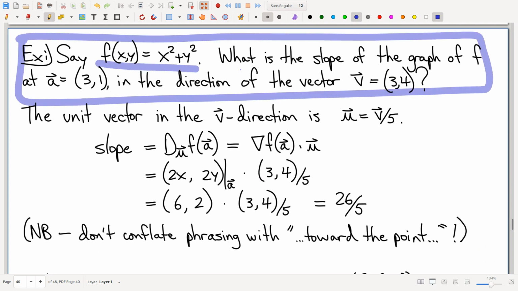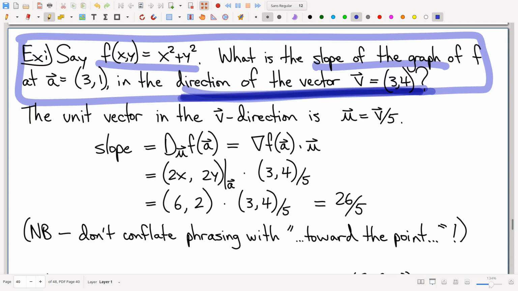You'll notice we have a function given, and we're interested in the slope of the graph. How would I compute the slope of the graph? Had the question been to find the slope of the graph in the direction of one of the axes, then I would have just said, partial derivative. That's exactly what a partial derivative is. But it's not, right? This wants to know the slope of the graph as I'm moving in the direction of this other vector. So a partial derivative is not going to do it.